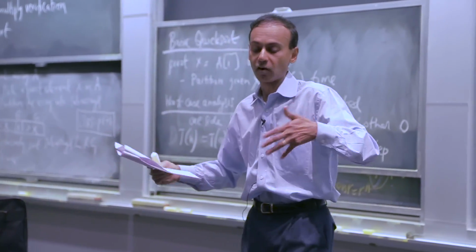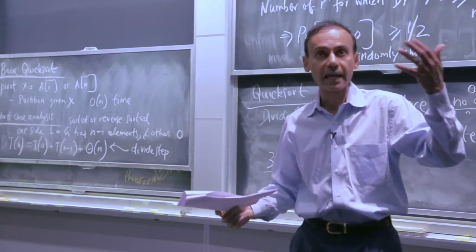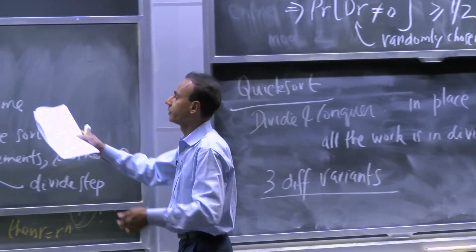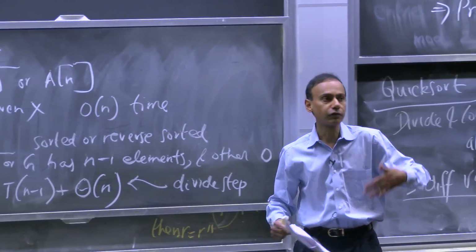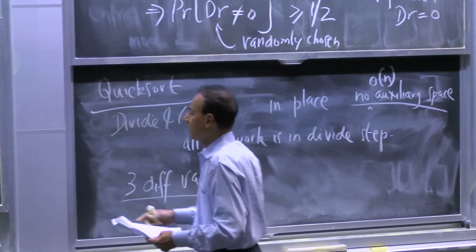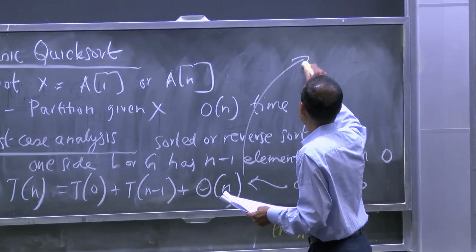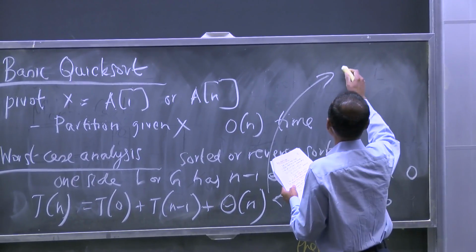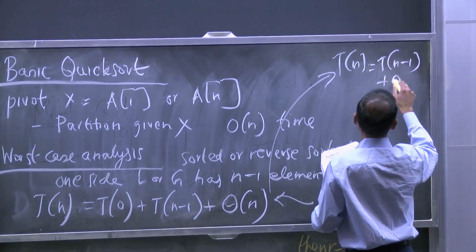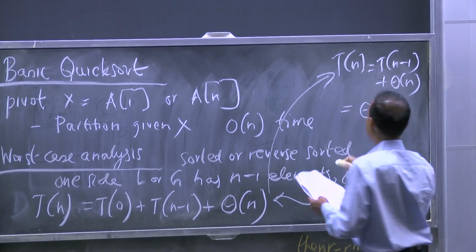And maybe I don't actually have to move them, but I have to do the comparison with the A1, which is the X pivot. And in some cases, if I'm doing the wrong thing, reverse sorted, I also have to do the move. Either way, I have a theta n complexity associated with the divide step. So if you look at what happens with this, you get T(n) equals T(n minus 1) plus theta n, which ends up with theta n square complexity.